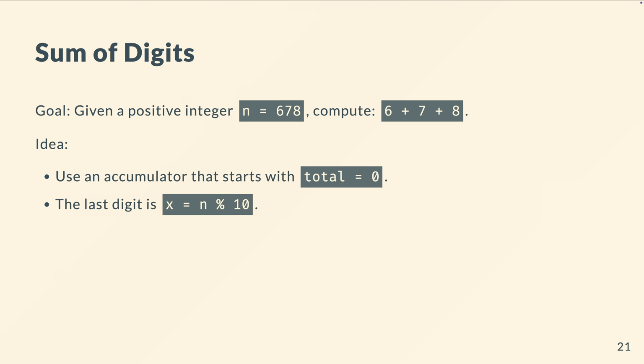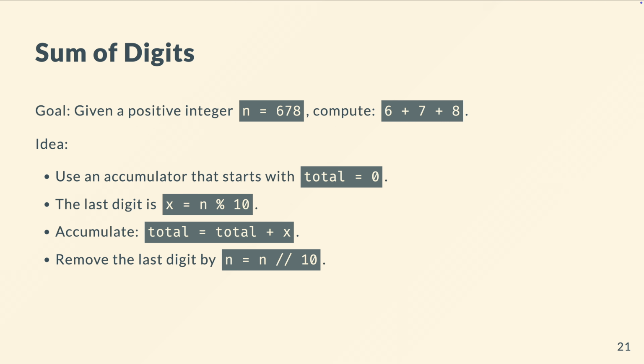In each loop, get the last digit with n modulo 10. Denote the last digit by x. Then add x to total. Total accumulates the digits one by one. Remove the last digit from n by n integer divided by 10. Break when n becomes 0. It is because no more digits can be added to the accumulator.